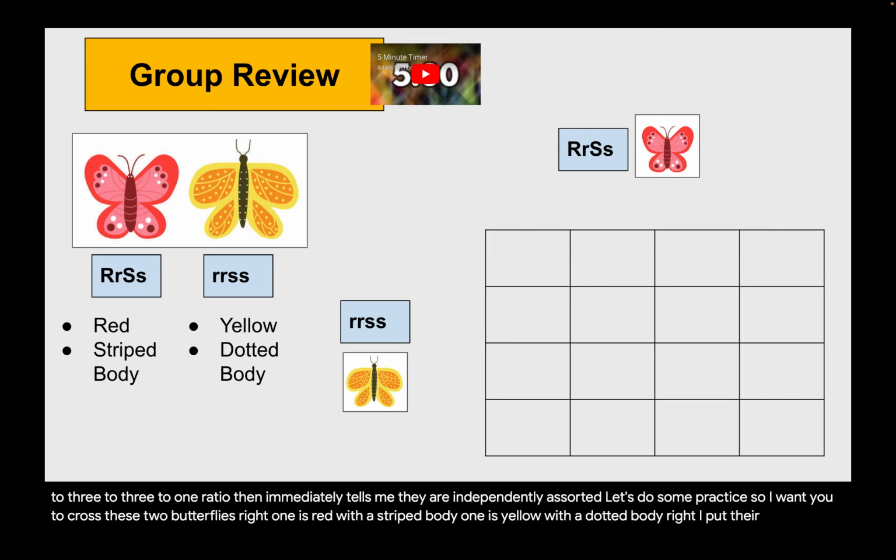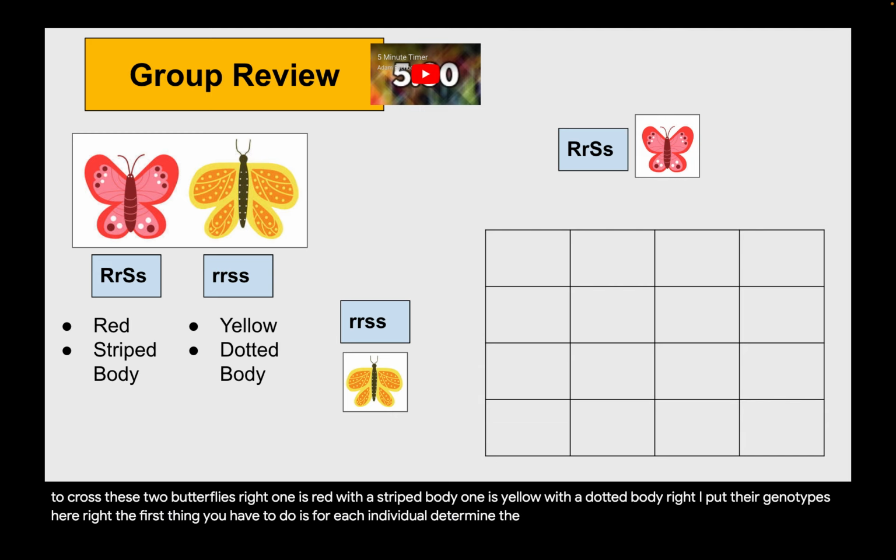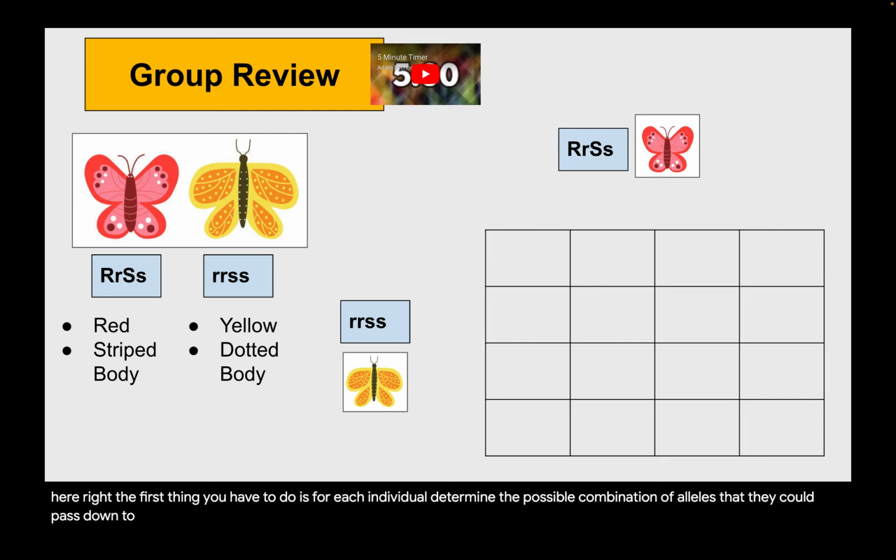The first thing you have to do is for each individual, determine the possible combination of alleles that they could pass down to the next generation. So start there, then you'll put them on your Punnett square and match letters together. Give me about 5 minutes, because I expect this to take a little bit longer.